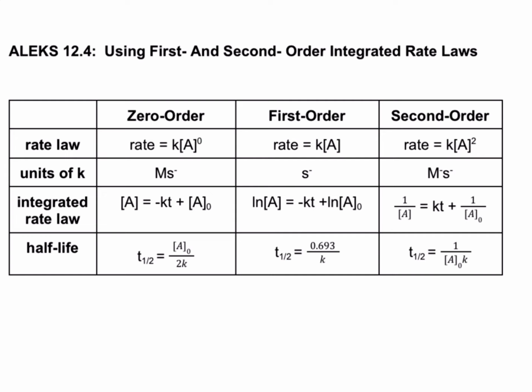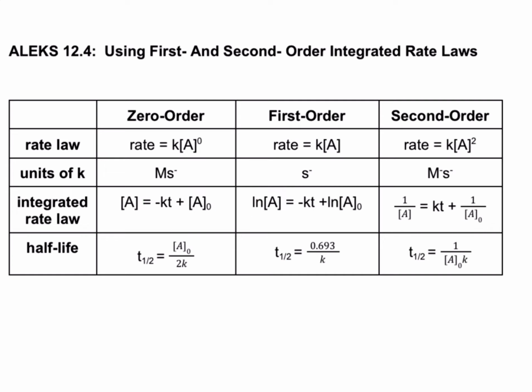We also have the integrated rate law equation for each of the orders. And for zero order, we're comparing our final concentration to our initial concentration. For first order, we're comparing our final concentration to our initial concentration. And for second order, we have final concentration to initial concentration. So these are the integrated rate law equations for each of these reactions.